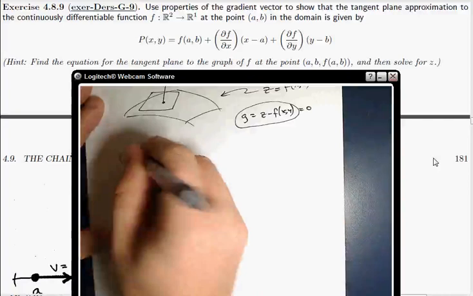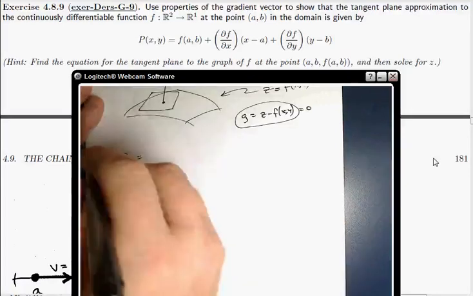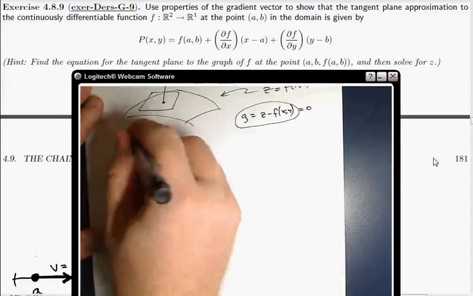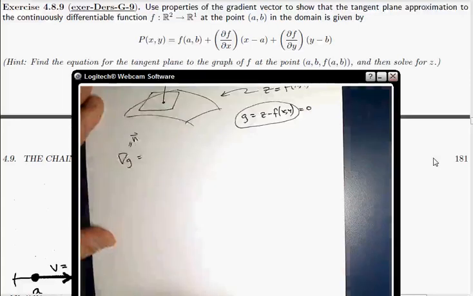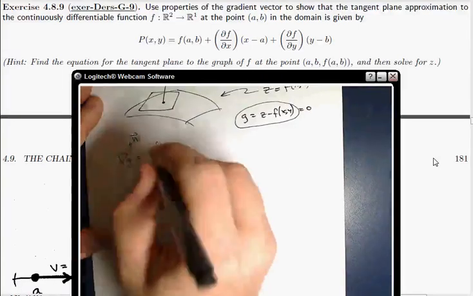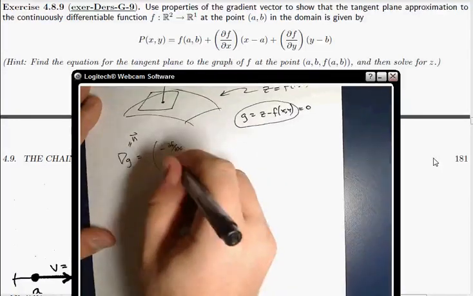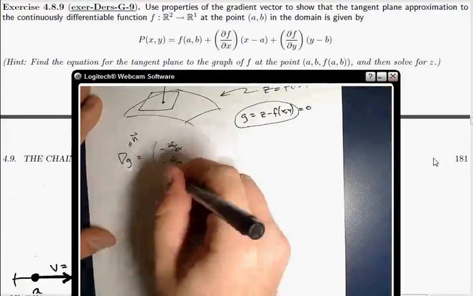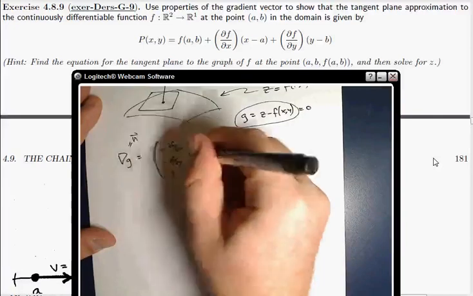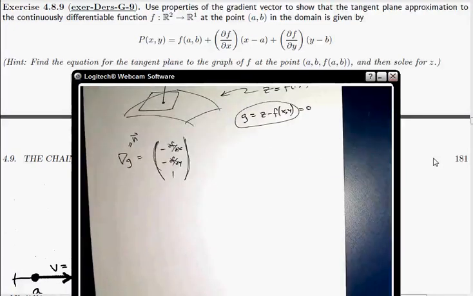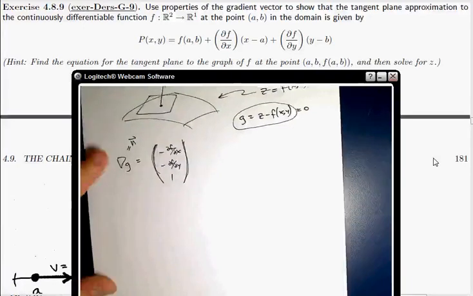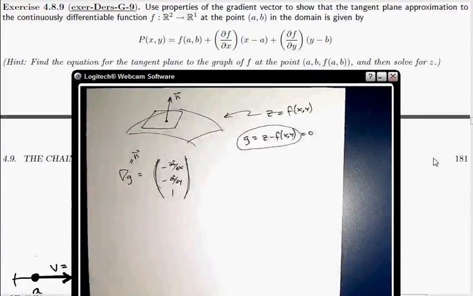And the gradient of g that I'm going to choose to use as my normal vector is, well, let's see here. It's negative partial of f with respect to x, negative partial of f with respect to y, and then 1. Everybody okay? That's the normal vector. Now, how does this relate to that equation?